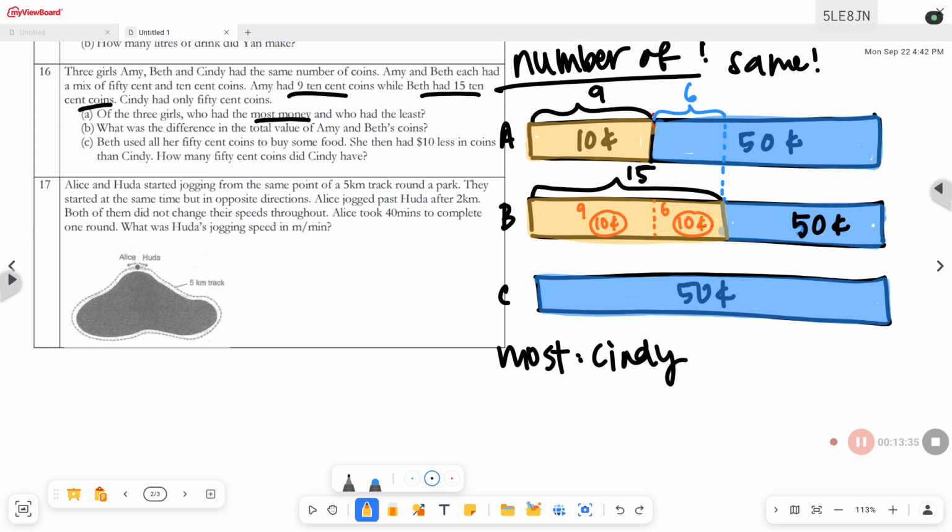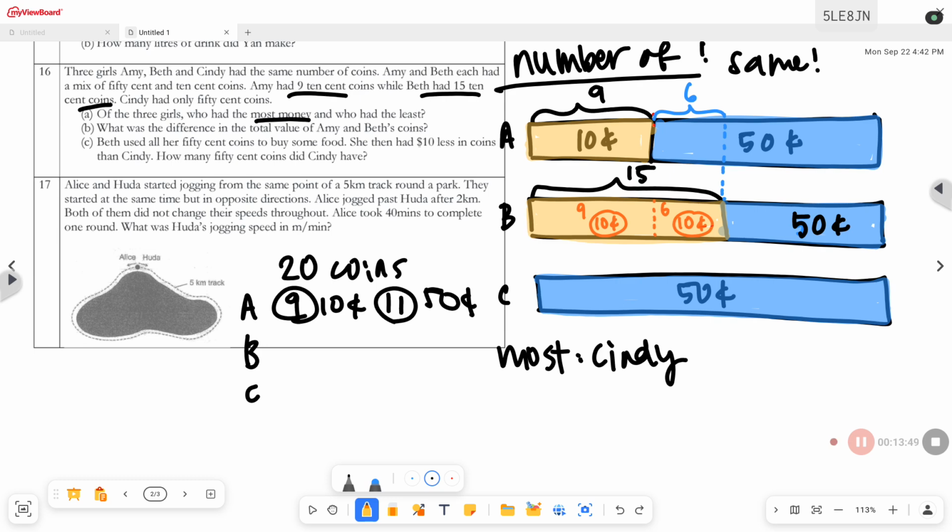So I give you an example. Let's say everybody has 20 coins. Amy will have 9 10-cent coins and 11 50-cent coins, isn't it? And Beth will have 15 10-cent coins and 5 50-cent coins. And Cindy will have all of it, which is 20 50-cent coins, right? So obviously, if you want to know who has the most money and the number of coins is all the same, the more 50-cent coins you have, the richer you are. And who has the least means whoever has the least 50-cent coins.